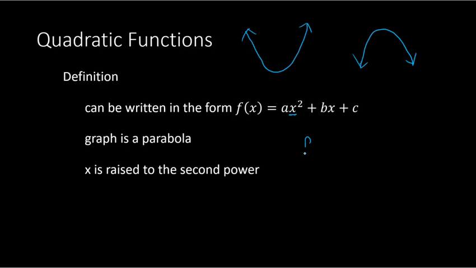So it could be something like f of x equals 2x squared minus 4. Or it could be f of x equals negative x squared plus 2x minus 3. Anything like that would be a quadratic function.